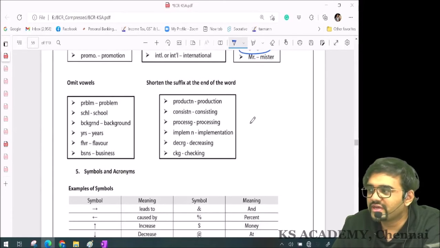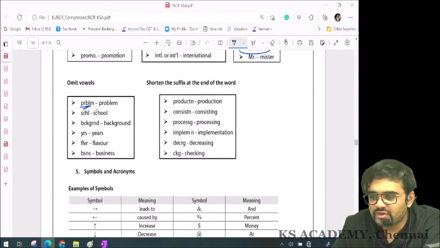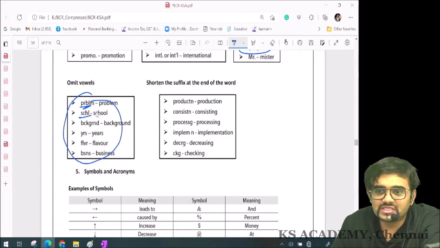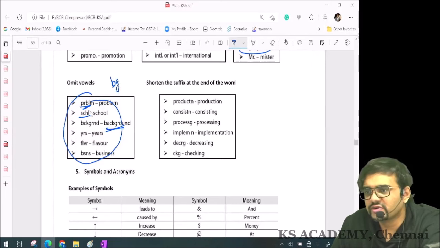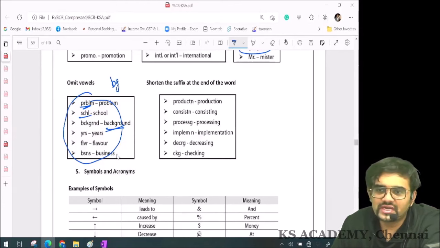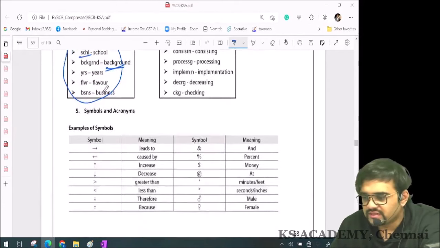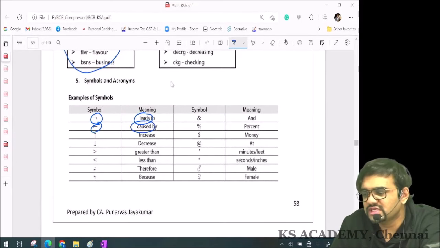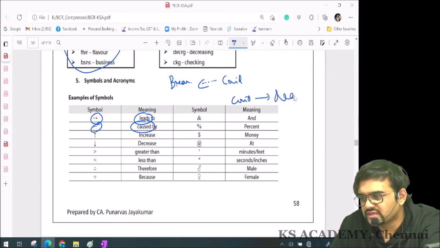Then, for example, you can omit all the vowels, that is A, E, I, O, U. So problem can be PRBLM. School can be SCHL. Guys, this is up to you. Just examples, that's all. You can do whatever you want. For background, you can just say BG, and below you should write the abbreviation. Then symbols: if something leads to or is caused by something. So breathlessness is caused by what? COVID. Or COVID causes death. All these things.